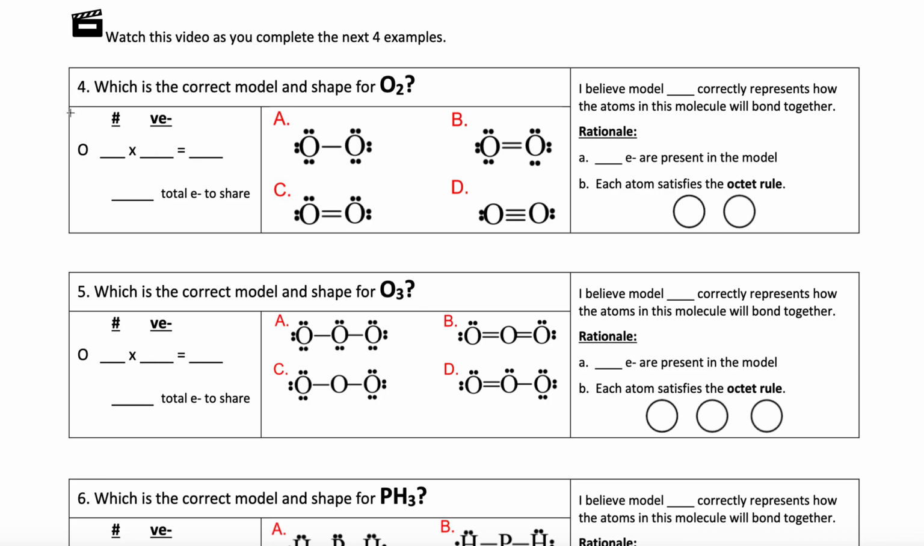All right, let's go through 4 and 5. Now 4 and 5 are very similar. The catch is the formula. This is O2, this is O3. So in the first example, we only have 2 oxygens. In the next example, we have 3 oxygens.